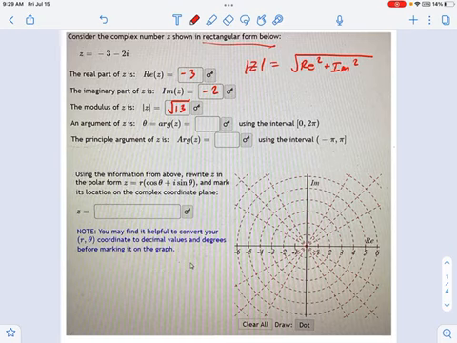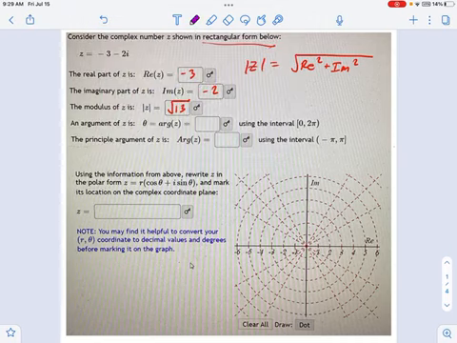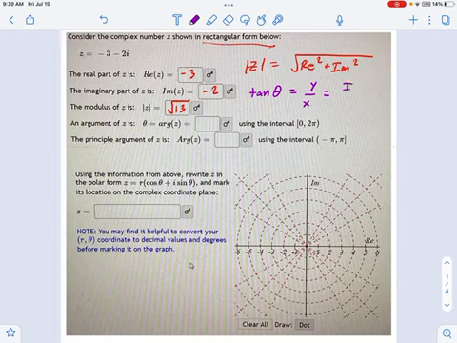Now we're getting into the argument and the principal argument. And here's where I think, if you're looking at this video for some help on the homework, this is probably where you went off the rails. The argument, remember, that's the angle. And we use our equation conversion from rectangular to polar coordinates for this one. Inverse tangent of theta equals y/x, which for us on a complex plane is imaginary part over real part.